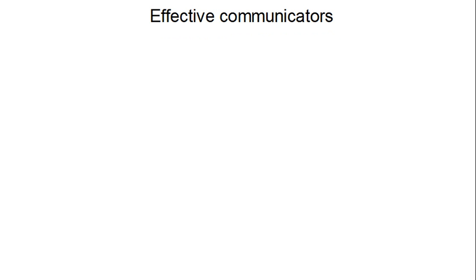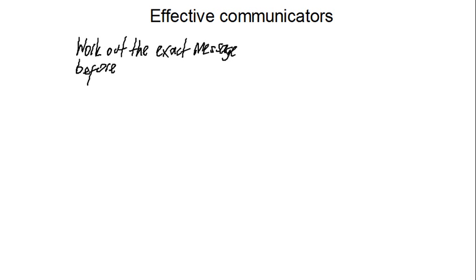Now, the first thing that happens is a sender will work out the message that they want to send, the exact message, before they send it. So, work out the exact message before sending. I could use the word transmitting or sending there. Okay, they worked out the exact message before sending.